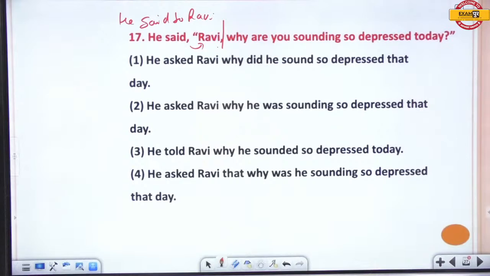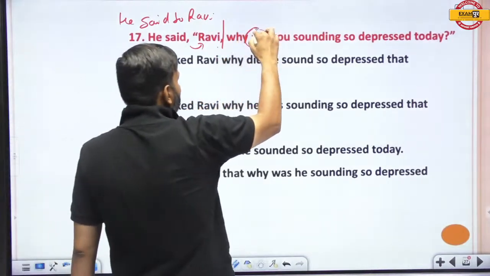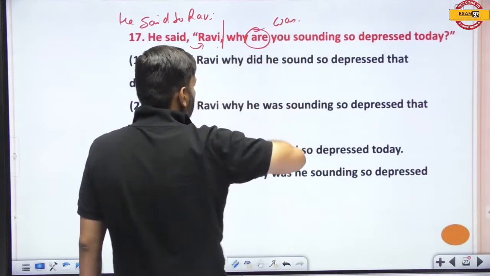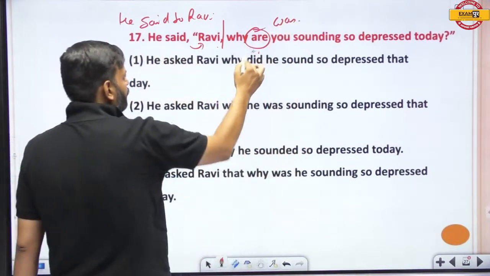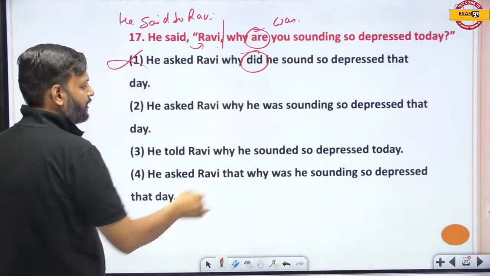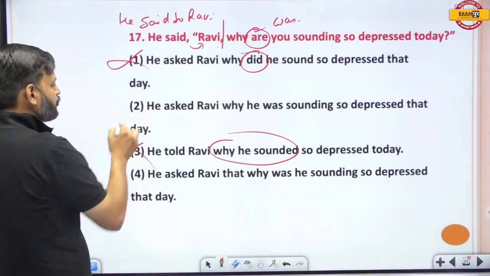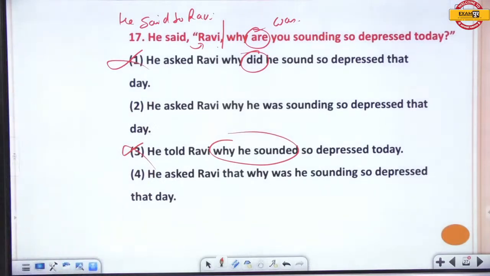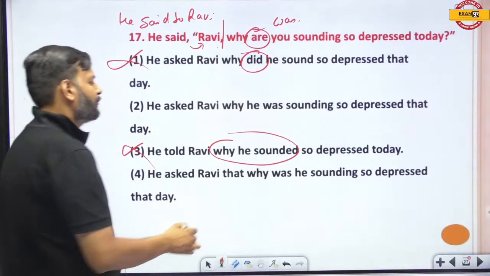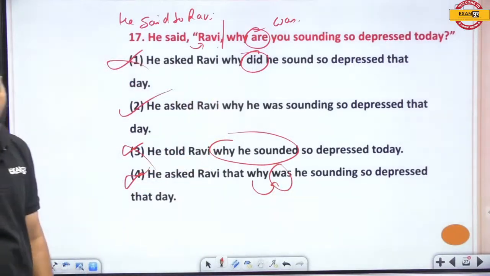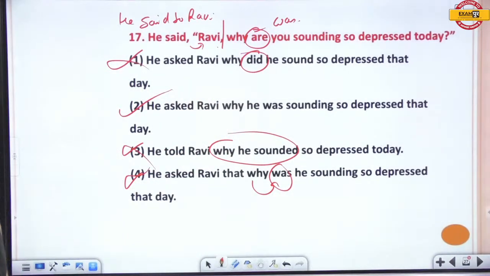We have already solved this question. If there is R in the reported speech, we have to look for was. So we do not have was here, eliminate this. We do not have was here, eliminate this. Okay, so now we have the 2nd and 4th. "He asked Ravi why he was." A WH word cannot be followed by a helping verb, so eliminate this. The answer would be 2. This question has been repeated.